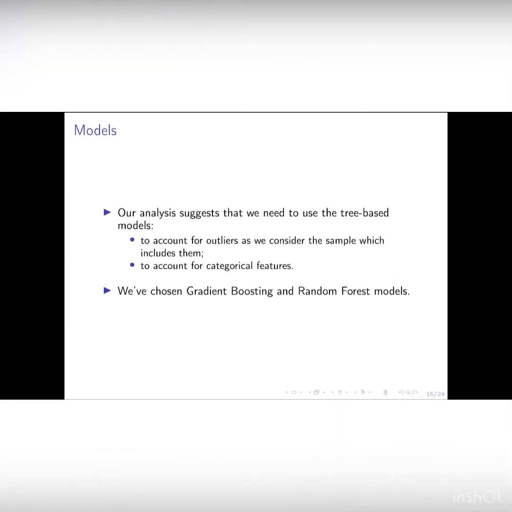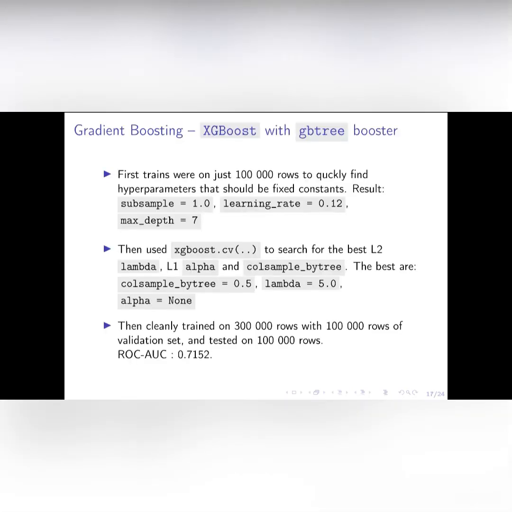In the end, we came to the conclusion that it's better to stick to tree-based models, as they are not so sensitive to unencoded categorical features and outliers. And the specific models that we've chosen are gradient boosting and random forest. For gradient boosting, we used the XGBoost classifier.